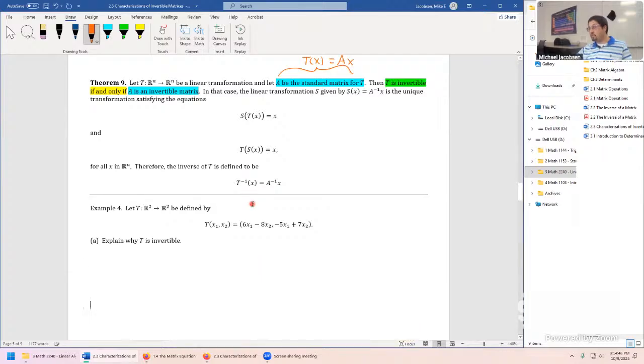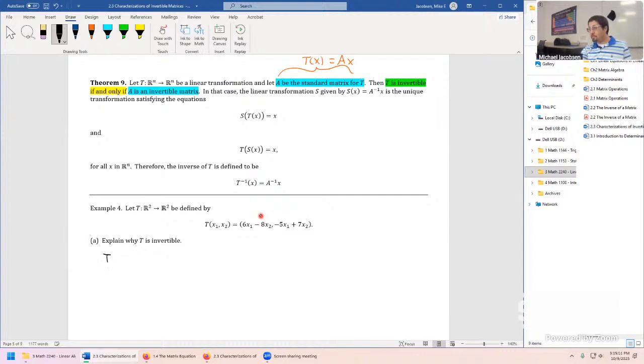So let's try it out with this one right here. Here's a transformation going from R2 into R2. This looks like it ought to be linear. We can exhibit that halfway just by finding the standard matrix. And we'll explain why it's in fact invertible. First, let's write out what that standard matrix is. You could calculate T at e1, T at e2 if you like that approach.